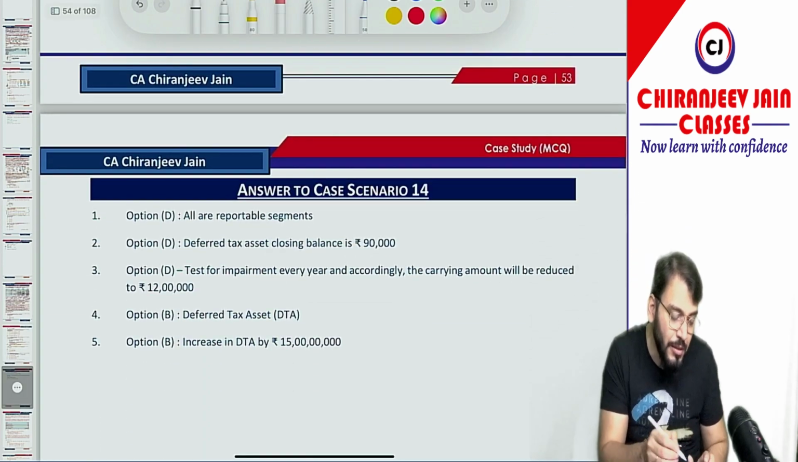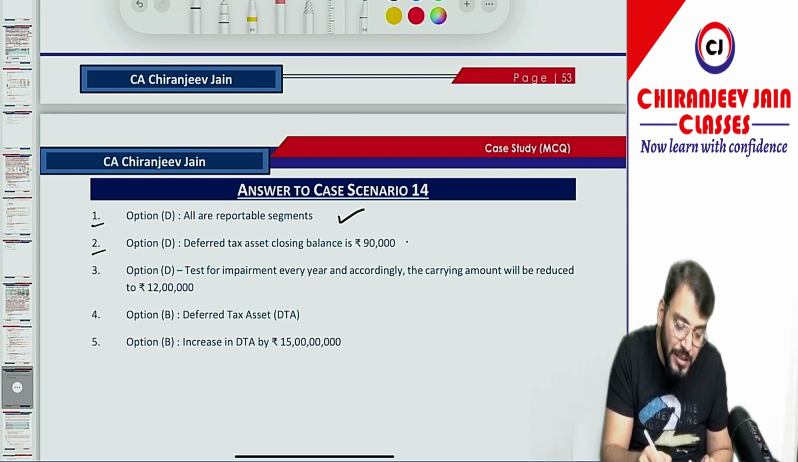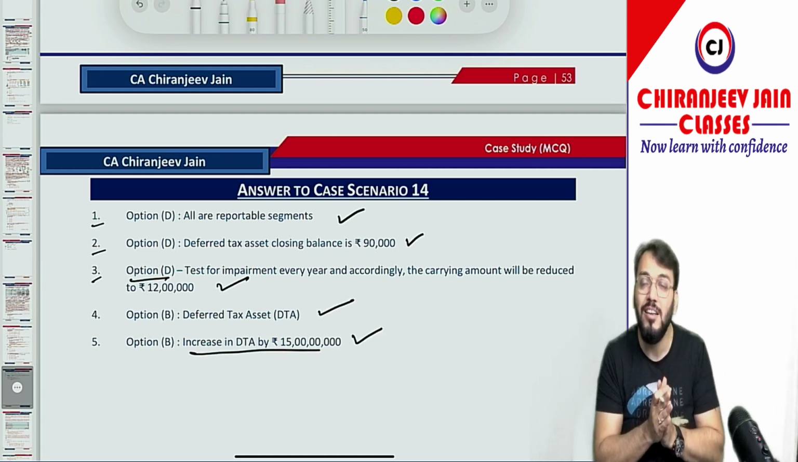Let's see what options were given. Point number 1, option D, all are reportable. Point number 2, option D, DTA 90,000. Point number 3, option D is correct. Point number 4, DTA. Point number 5, increase DTA by 15 crore. So all options are correct.